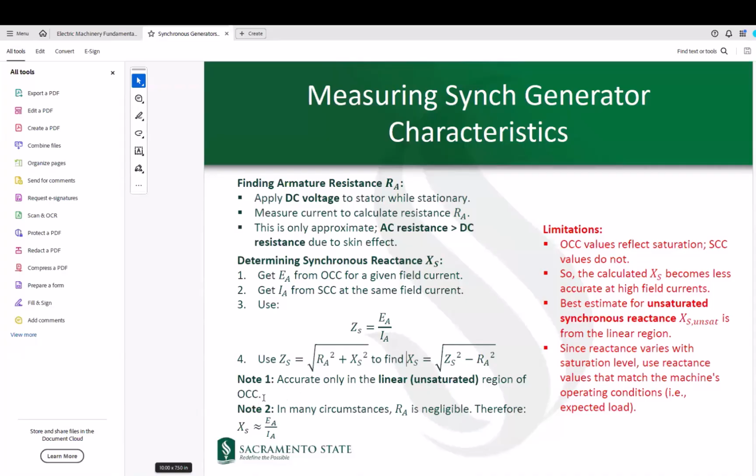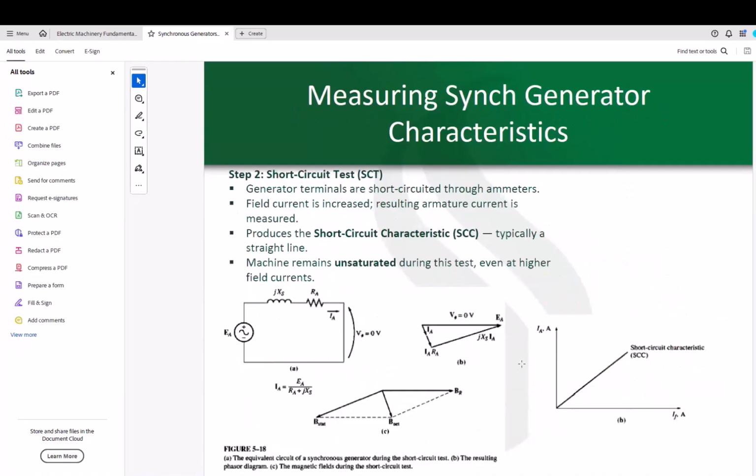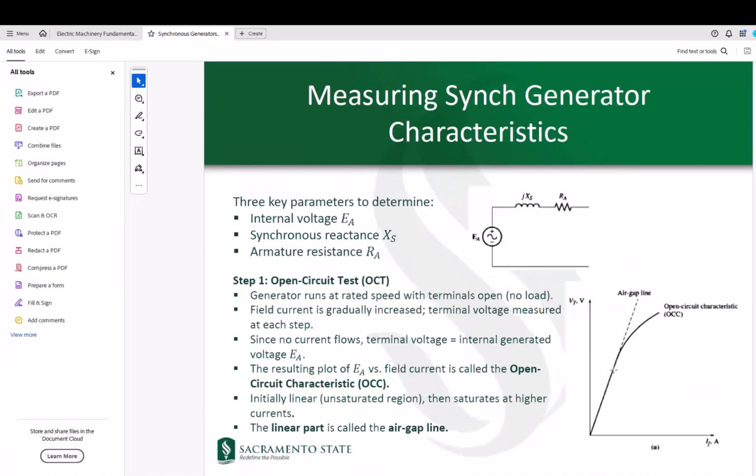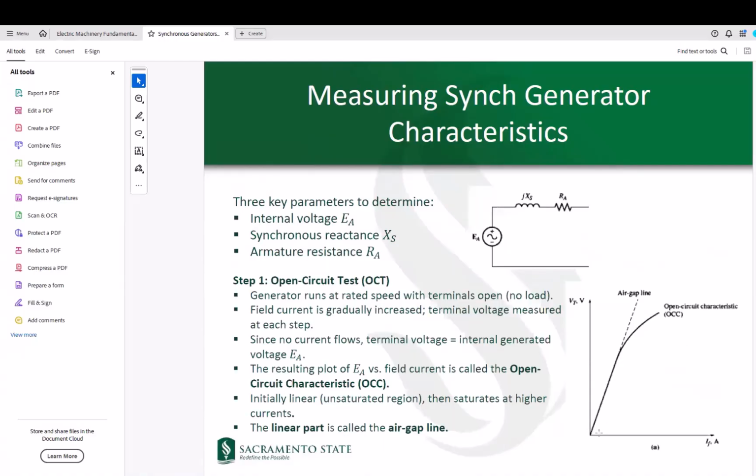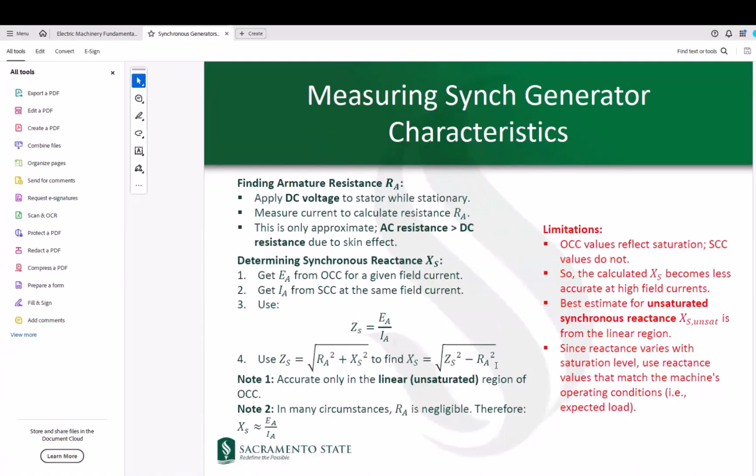We need to understand a few notes here. Note one is that these tests are only accurate under the linear region of the OCC, the unsaturated region. Therefore, we need to work around the unsaturated region and find the IF voltage and IA associated with the IF that has not taken the machine into saturation.